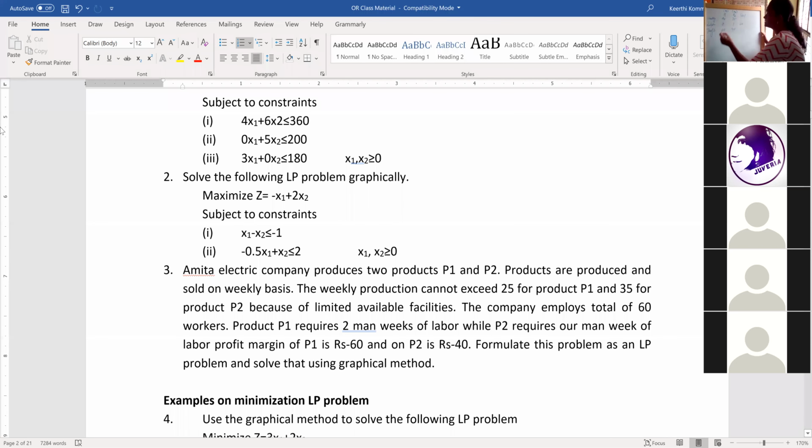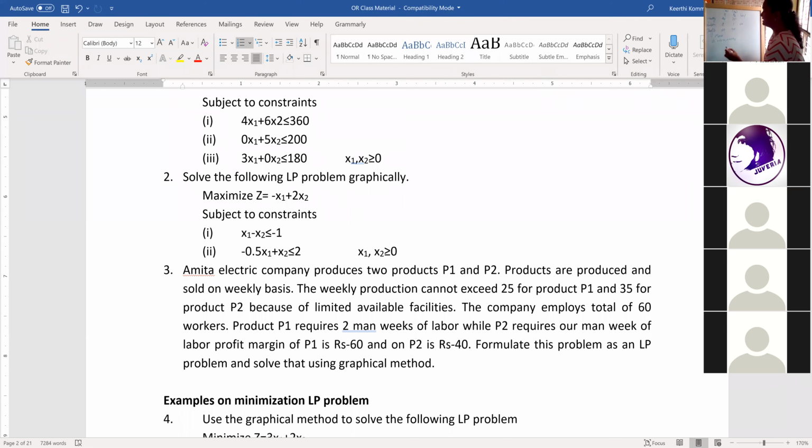Now this is what is given to us. As it is profit, obviously again it is a maximization case. So Z is equal to 60x1 plus 40x2.